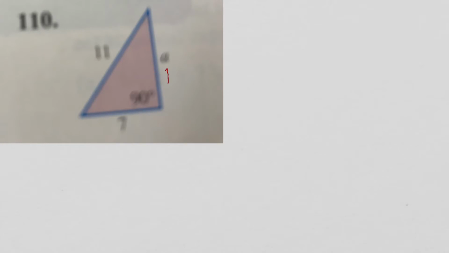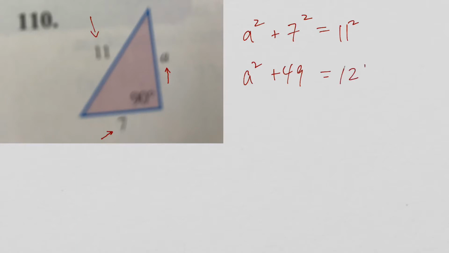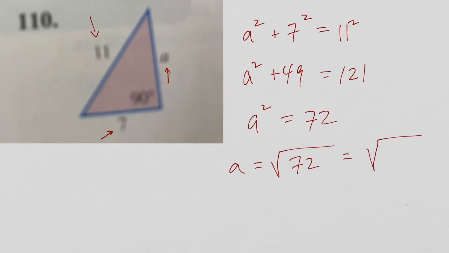Okay, our legs are a and 7. So a squared plus 7 squared is equal to the square of the hypotenuse. So a squared plus 49 is equal to 121. So a squared is equal to 121 minus 49, so that's 72. So a is equal to the square root of 72, which I'll write as the square root of 36 times 2, because 36 is a perfect square. And when we take that out, we square root it, and we get 6, and we're left with the square root of 2.